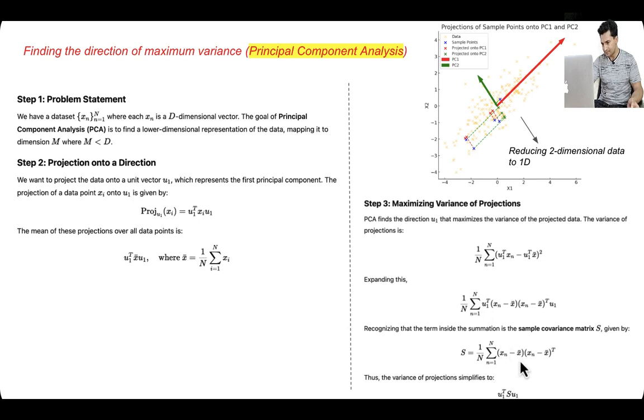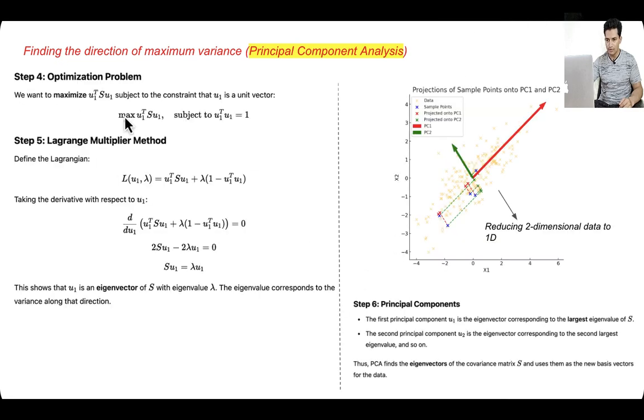So what is the covariance matrix? Since we said the vector is of d dimension, we can easily find how much any two dimensions vary with respect to each other using the covariance matrix, and this is the formula for the covariance matrix. So we wanted to maximize the variance of the projections, and it came out that this becomes u transpose S u, where S is the covariance matrix. We want to maximize this term, and we have also initially assumed that u is a unit vector.